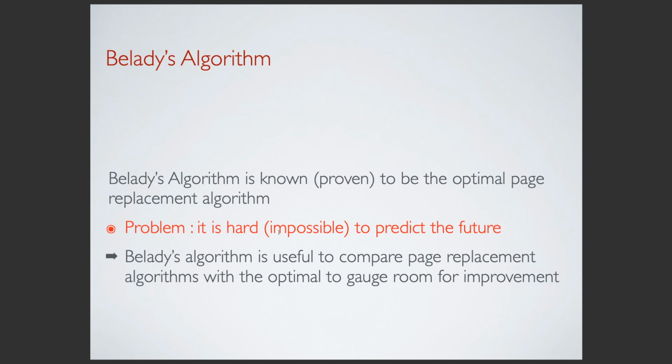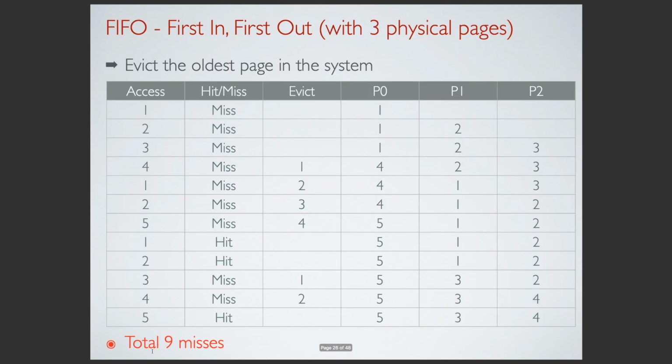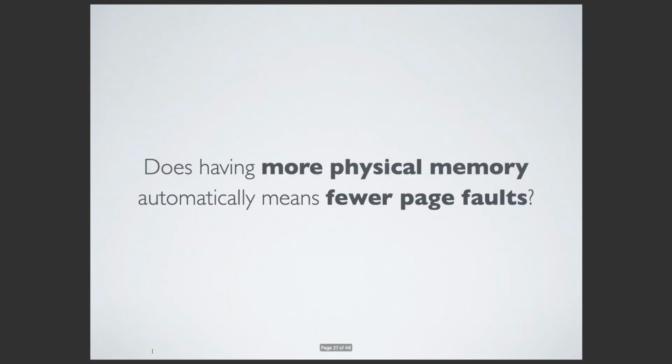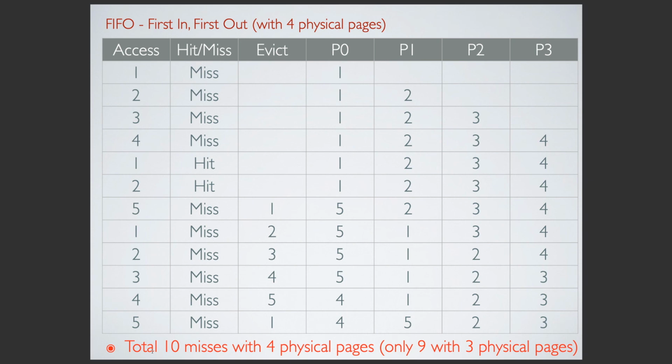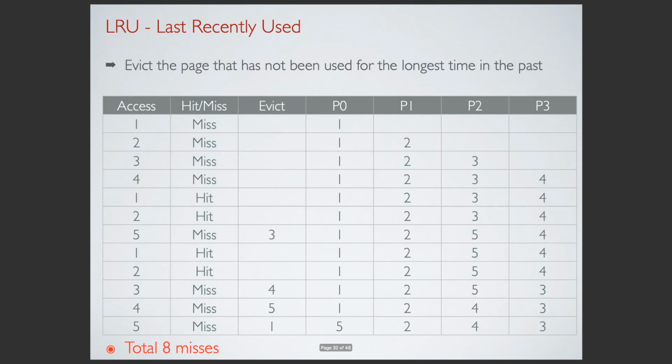There is always a threshold I cannot go below, and that's going to be Belady's algorithm. Here, it means I cannot go below 6. Right now, at best, I was at 9. Actually 10, if I consider 4 physical pages. Can I improve that? Well, we will.